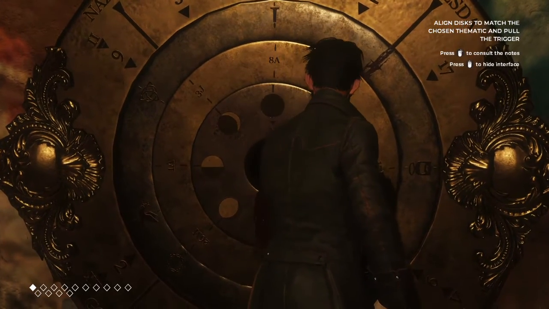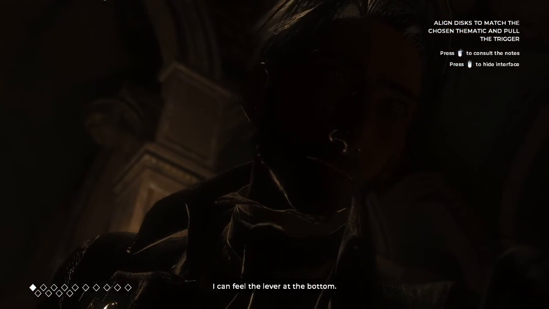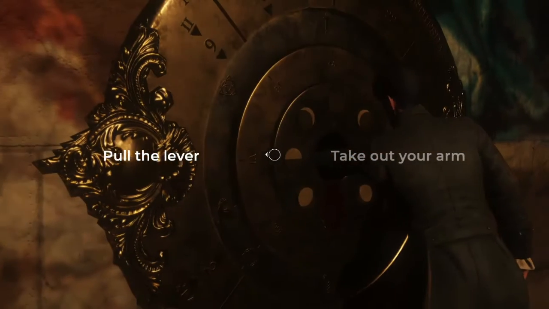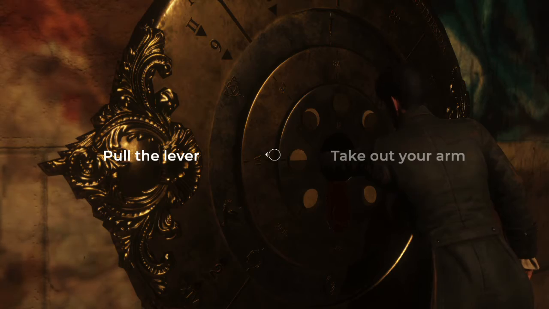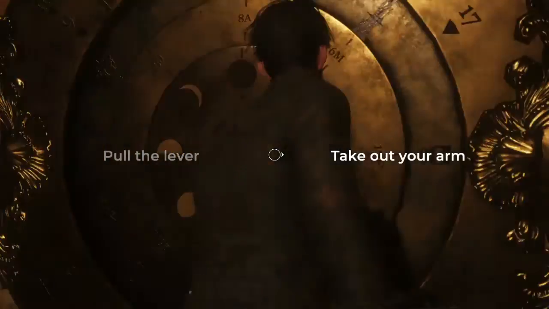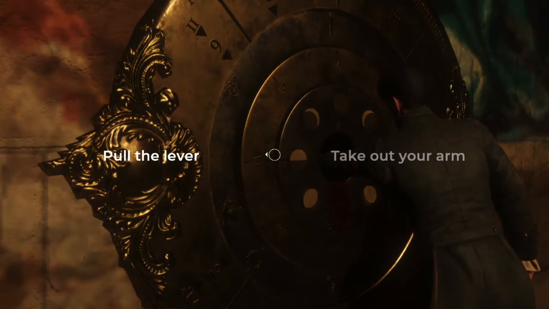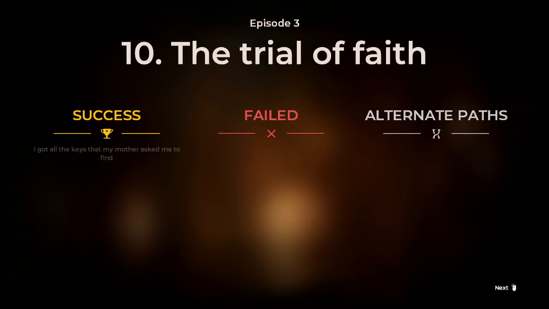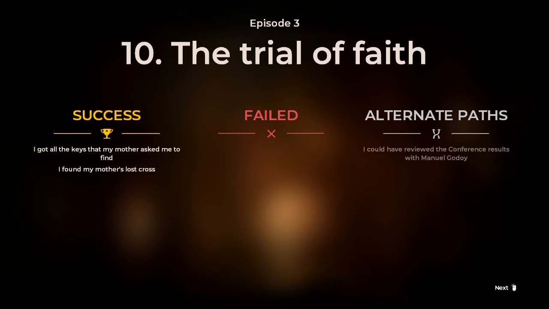Oh boy. I can feel the lever at the bottom. Good luck. Oh boy. Oh boy. Do it. Oh. Oh no. Oh no. I was so sure.